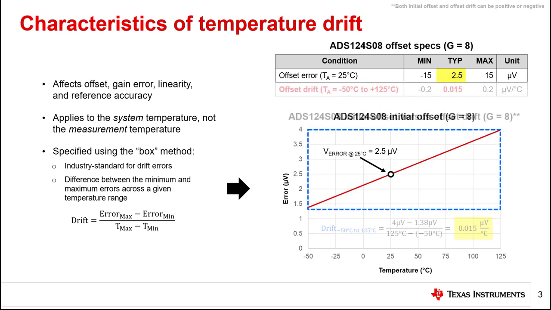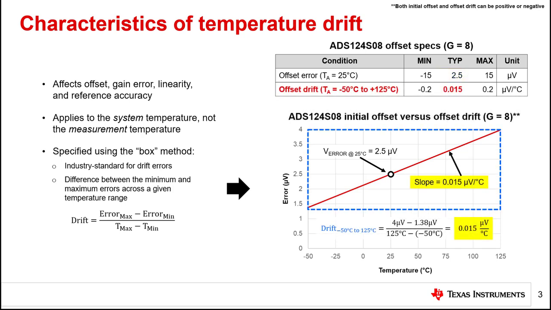Applying the box method in blue to this plot yields a temperature drift of 0.015 microvolts per degree Celsius across the entire temperature range. This value represents the slope of the line between opposite ends of the box and is reported in the ADC datasheet as shown. Also note that both initial error and drift error can be positive or negative. While the box method provides some meaningful information about how an error behaves across temperature, the next slide explores some of the limitations of this method.